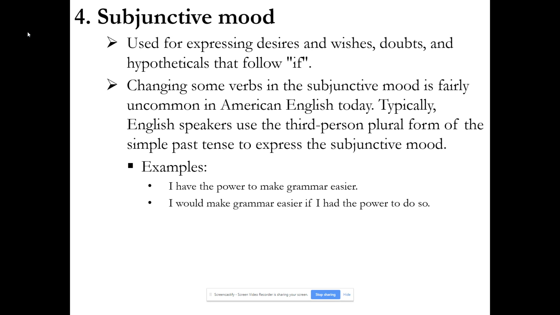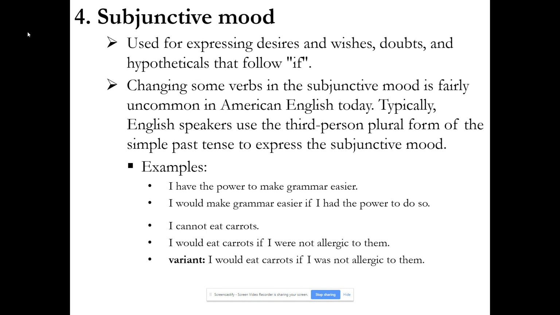So I have the power to make grammar easier, right? Imperative statement in the imperative mood. But I would make grammar easier if I had the power to do so, right? I'm still in the present tense, right? Still, I'm saying this is true right now. I'm speaking in the present tense, but I'm in the subjunctive mood, so I had to go from have to had, right? One step back in the past, using the simple past tense.